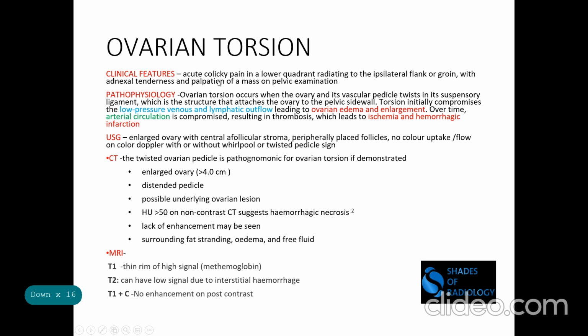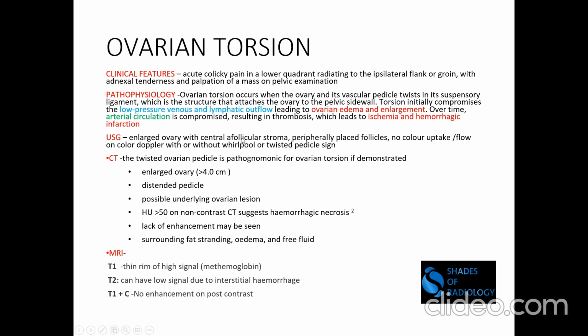Coming to clinical features, there may be acute colicky pain in the lower quadrant, radiating to the ipsilateral flank or groin, with adnexal tenderness and sometimes a palpable mass. In ovarian torsion, first there is twisting of the vascular pedicle in its suspensory ligament, which initially compromises the low-pressure venous and lymphatic outflow, leading to ovarian edema and enlargement. And over time, arterial circulation is compromised, leading to thrombosis, which leads to ischemia and hemorrhagic infarction, and eventually necrosis.